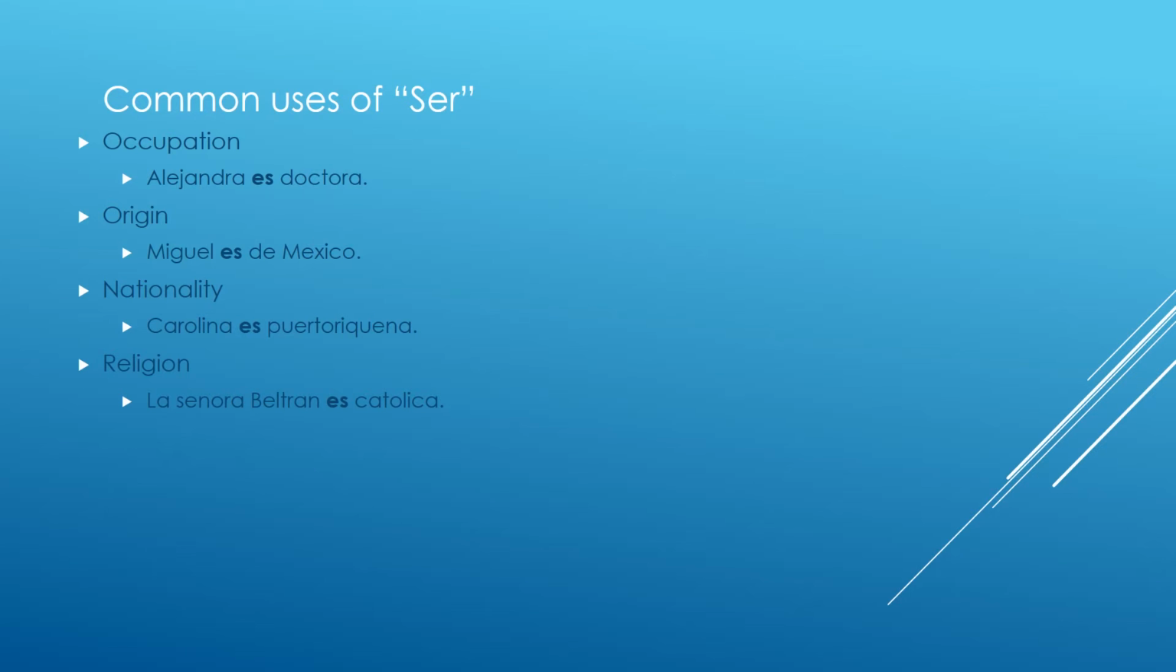Origin. So where is someone from? Miguel es de Mexico. Nationality. Carolina es puertorriqueña. Religion. La señora Beltrán es católica. So origin, nationality, religion, all different ways to say, to be, the verb ser. So it's really important that we learn that. And I apologize, there are a few accents missing on this slide that I just noticed. So please don't go by the spelling of these words.